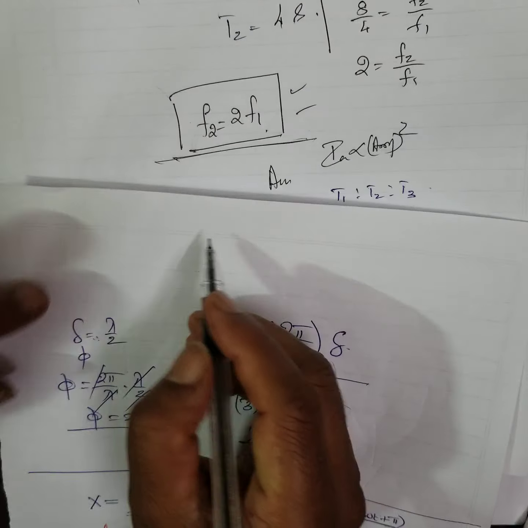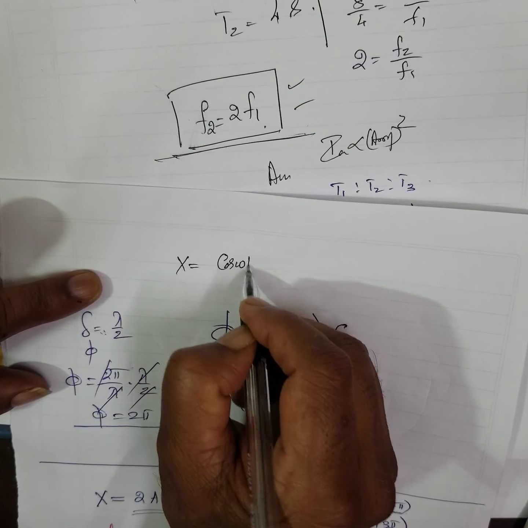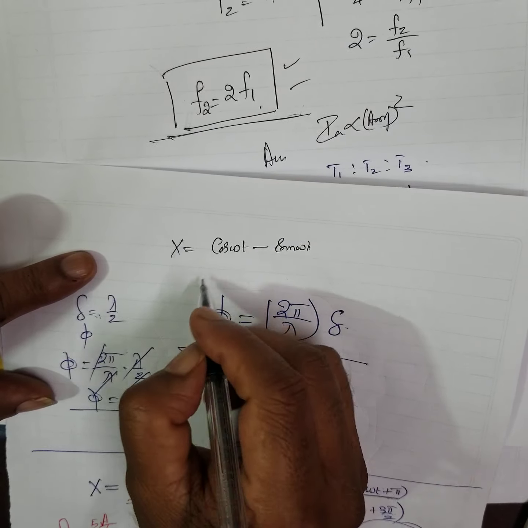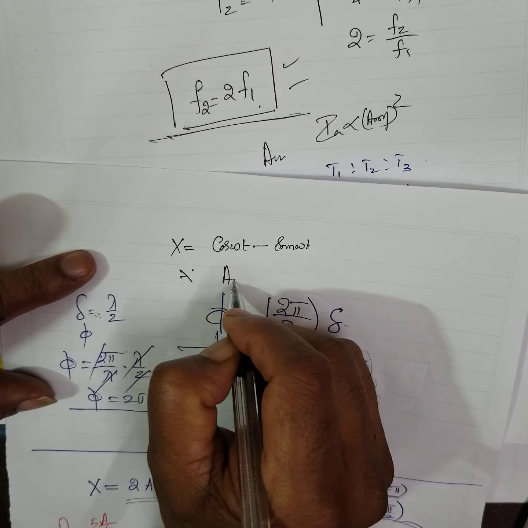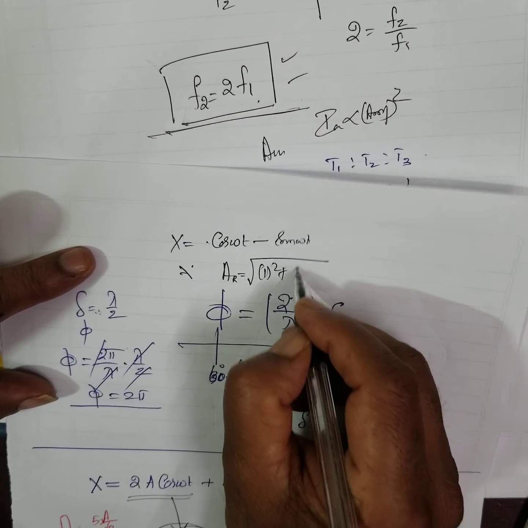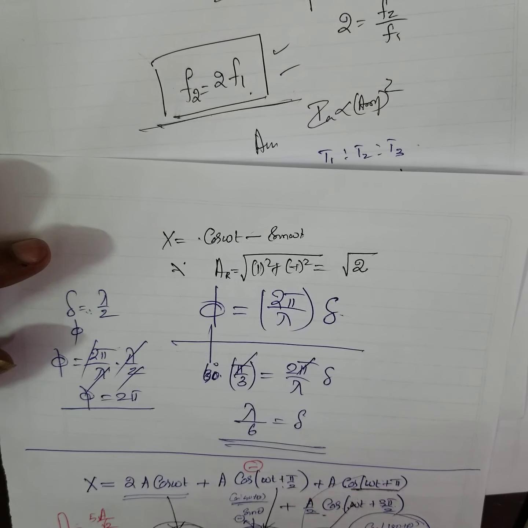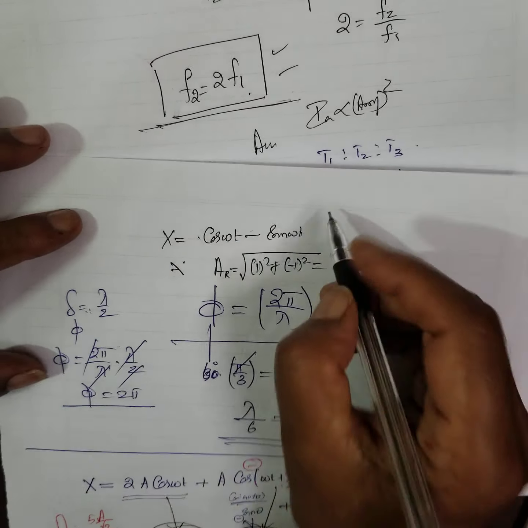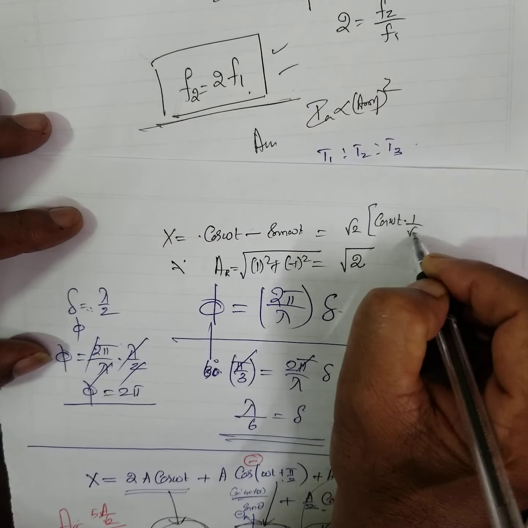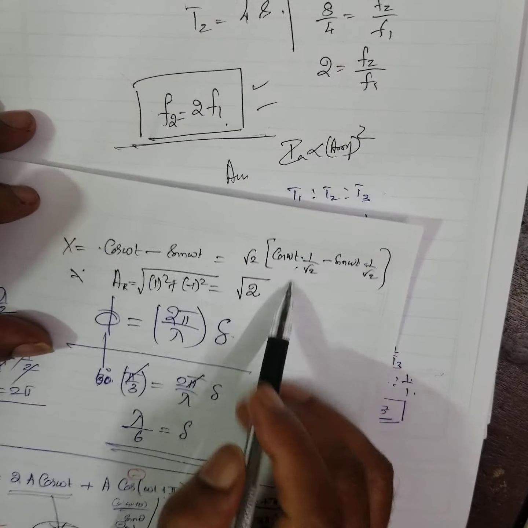Now, if they ask you, suppose the sum is like this, x is equal to cos omega t minus sin omega t. What is the resultant amplitude? If they ask you, you can easily calculate. Resultant amplitude is equal to the square root of the coefficient of cos squared plus the coefficient of sin, minus 1, whole square. That is root 2. You understood? Therefore, cos omega t into 1 by root 2 minus sin omega t into 1 by root 2. I can write like this, isn't it?